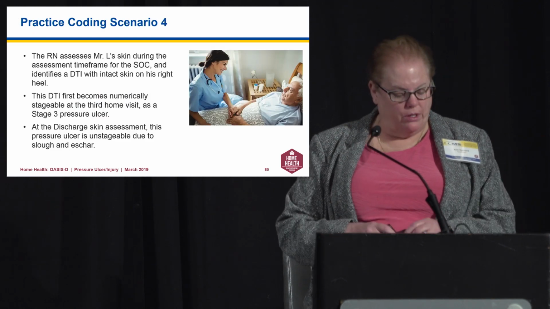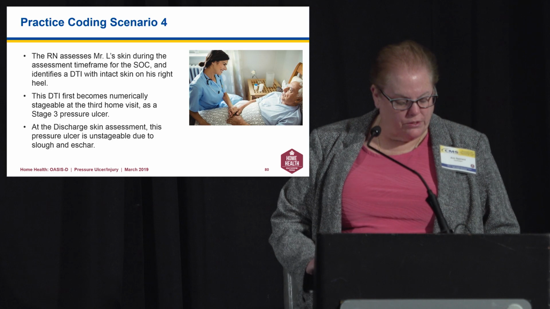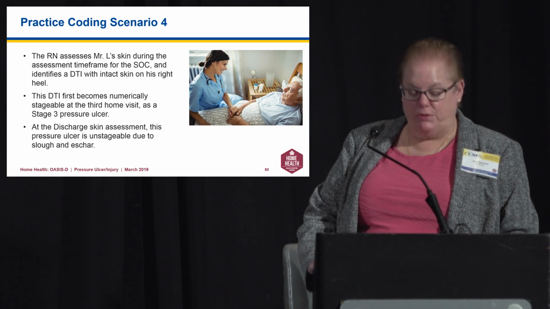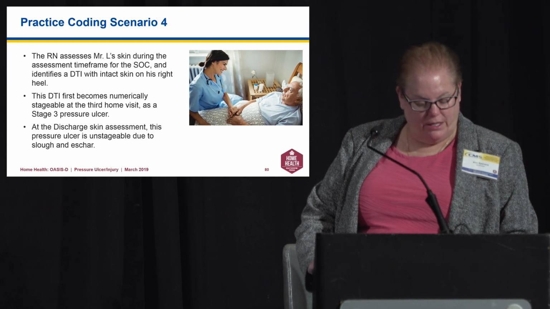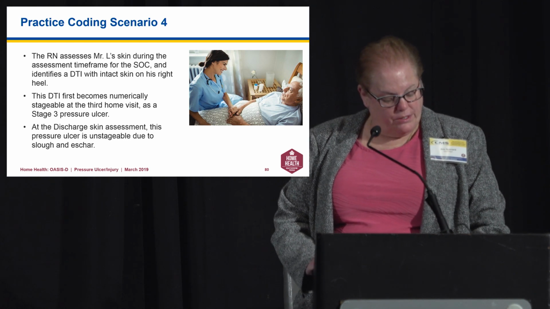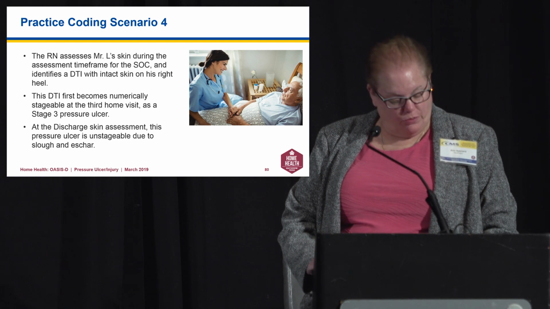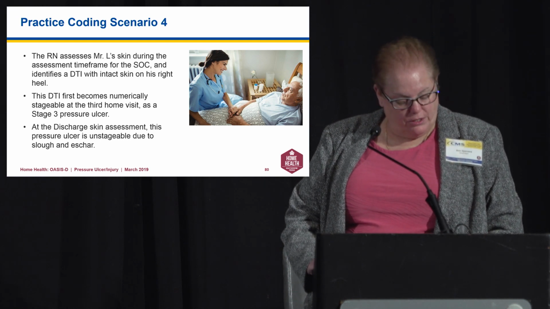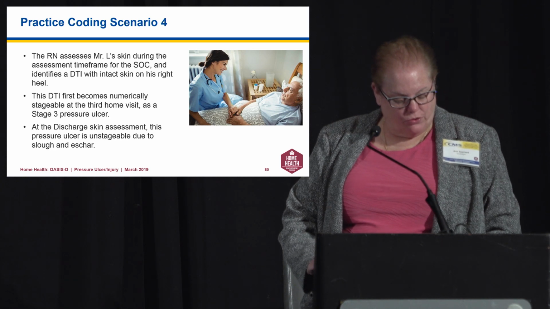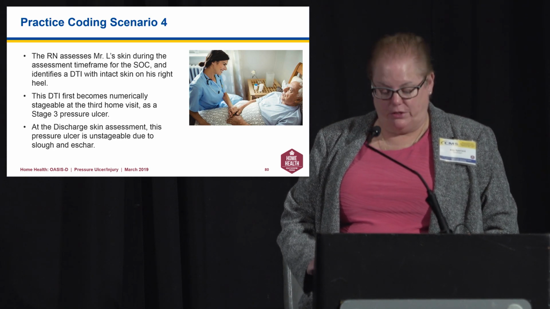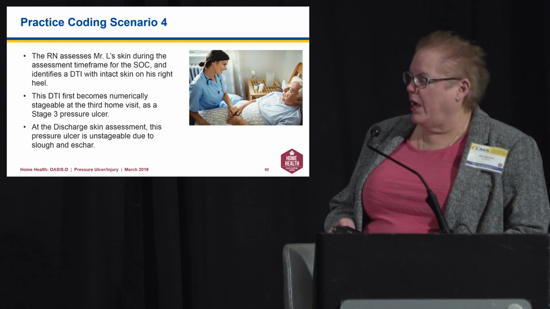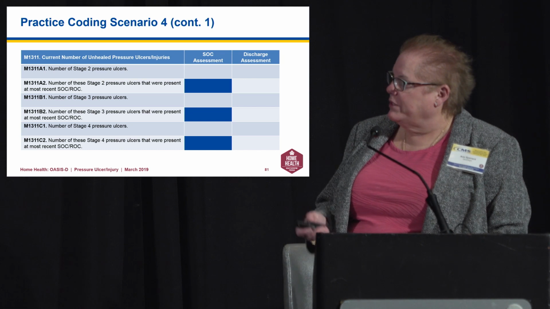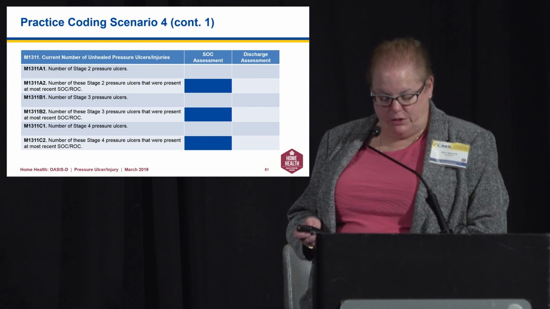So scenario 4, the RN assesses Mrs. L's skin during the assessment time frame for the start of care and identifies a deep tissue injury with intact skin on her right heel. This DTI first becomes numerically stageable at the 3rd home visit as a stage 3 pressure ulcer. At the discharge skin assessment, this pressure ulcer is unstageable due to slough or eschar. So let's look at how we would code this. So here we have the start of care and then the discharge assessment.